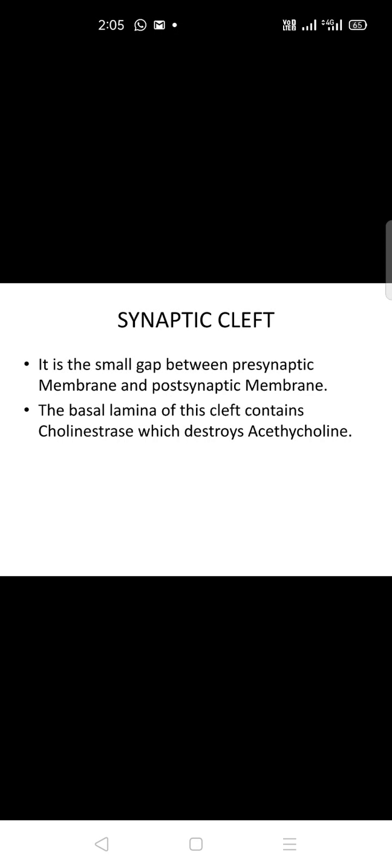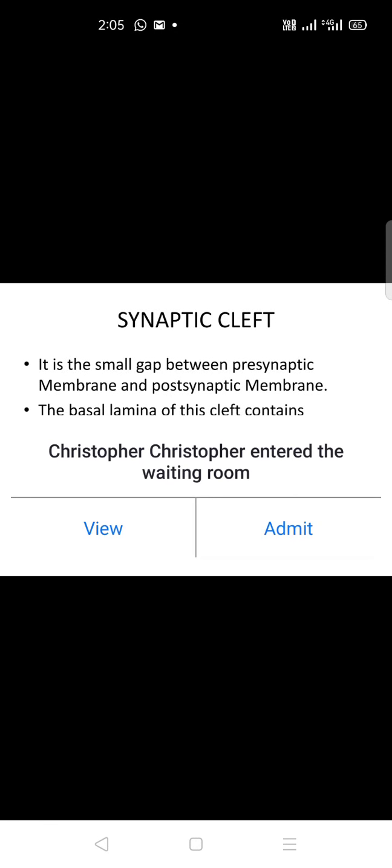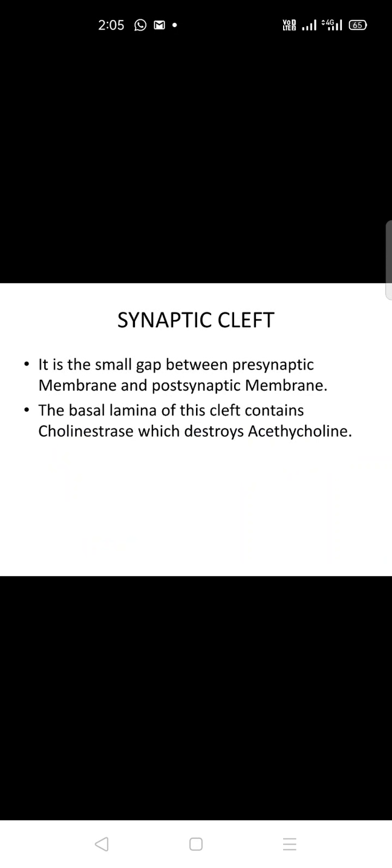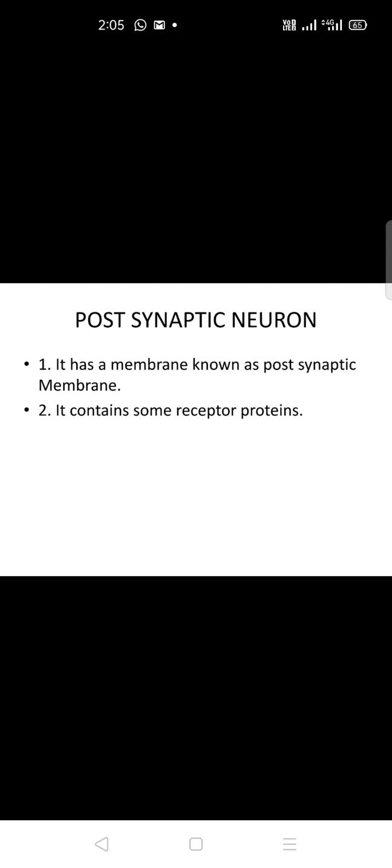The basal lamina of this cleft contains the cholinesterase which destroys acetylcholine. I told you the excess of neurotransmitter is being eroded away, or it is being engulfed and eaten by the acetylcholinesterase. Okay. Then the postsynaptic terminal, that is the postsynaptic neuron, has a membrane known as the postsynaptic membrane. It contains some receptor proteins.